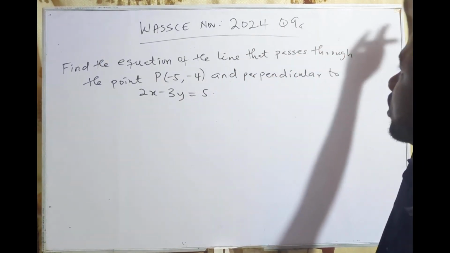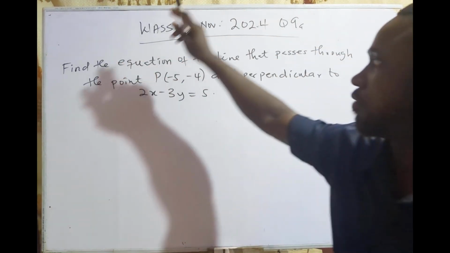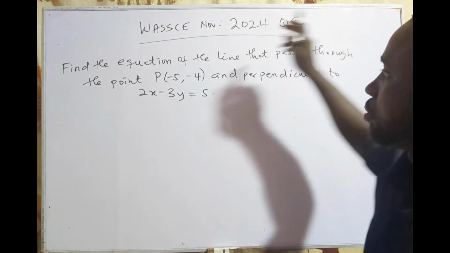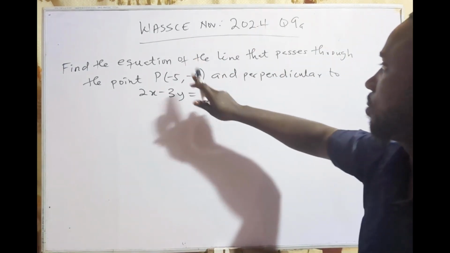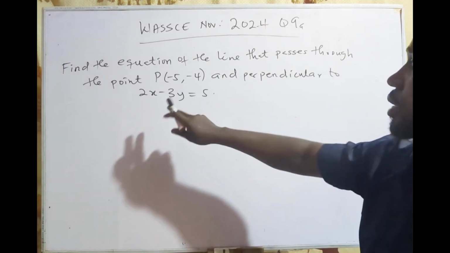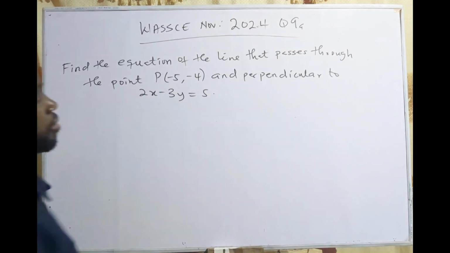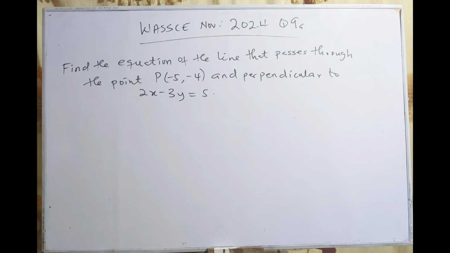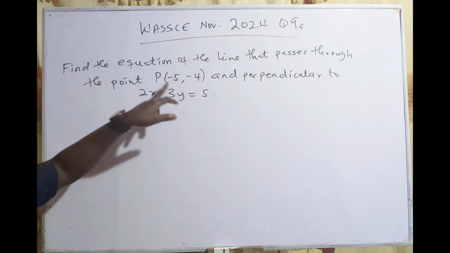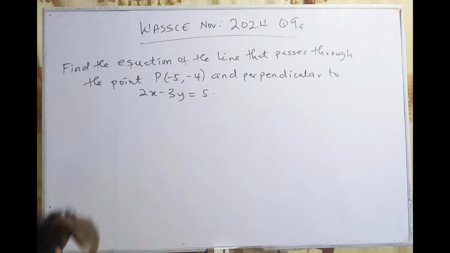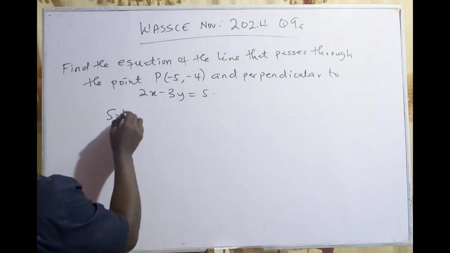WASSCE November 2024, question 9a. Find the equation of the line that passes through the point (-5, -4) and is perpendicular to 2x minus 3y equal to 5. Alright, so we are supposed to find the equation of a line that passes through the point (-5, -4).